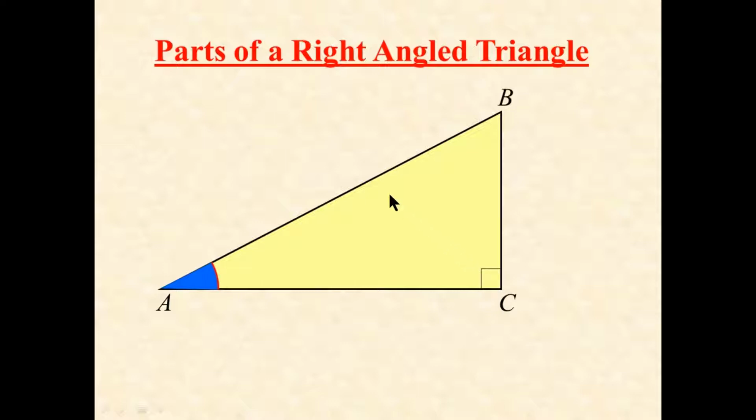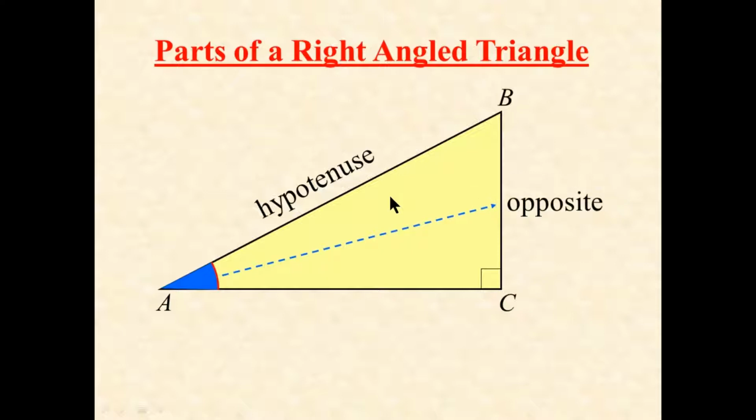And across from this right angle is the hypotenuse. And opposite the argument is the opposite side. And beside the argument is a side that we call the adjacent side.